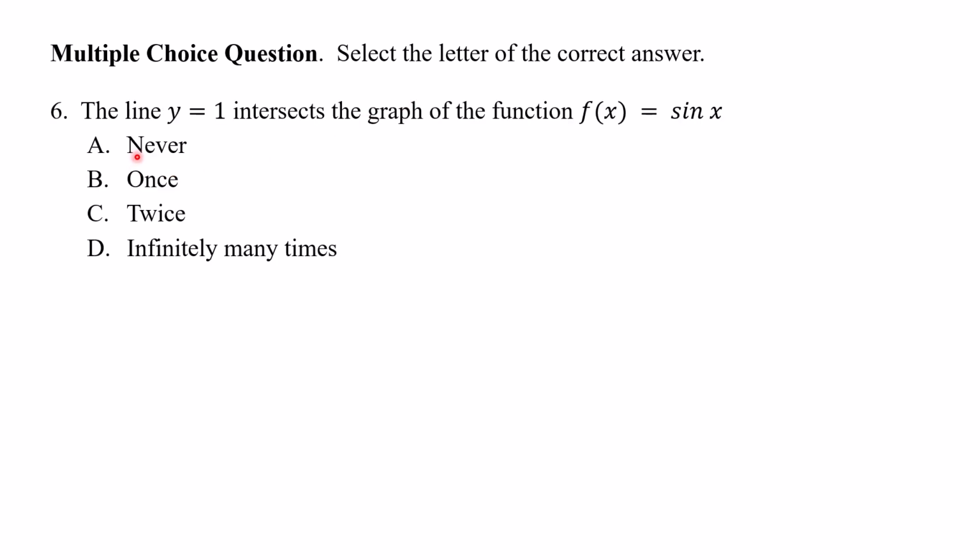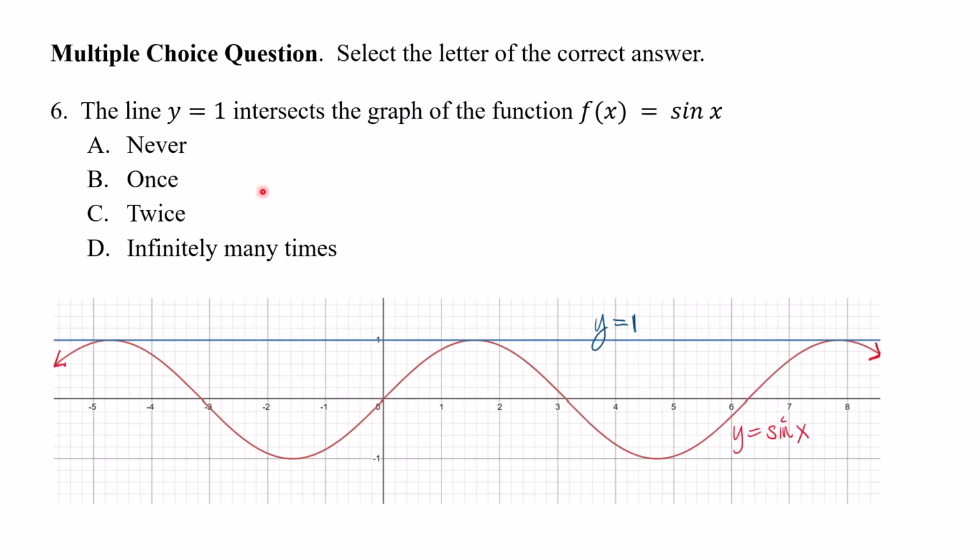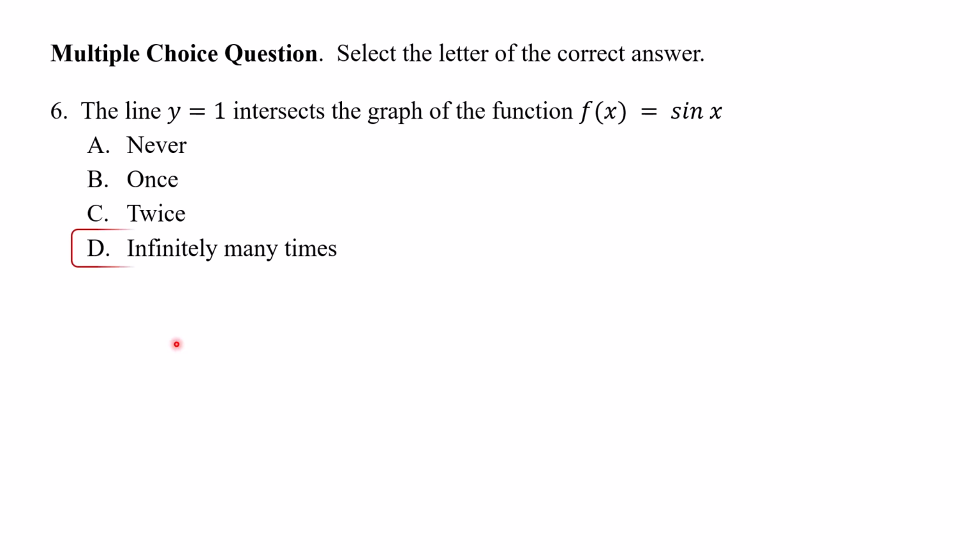In this problem, the line y equal to 1 intersects the graph of the function f of x equal to sine x. So if we graph y equal to sine x and y equal to 1, it will show like this. Since we can see here that the sine function's domain is all real numbers, the line y equal to 1 intersects at many x values or many points. So meaning the answer is letter D, which is infinitely many times.